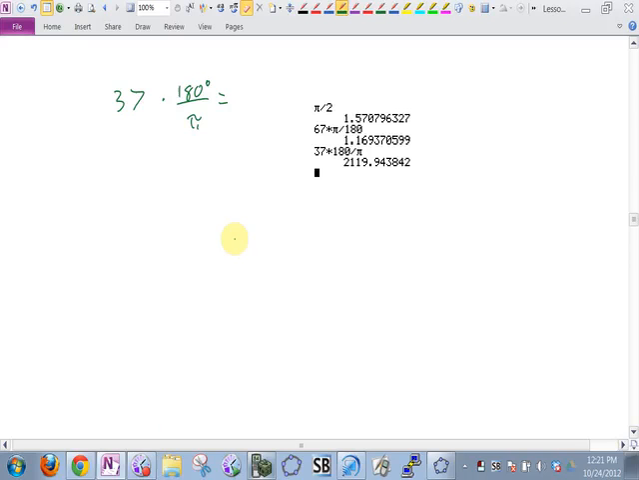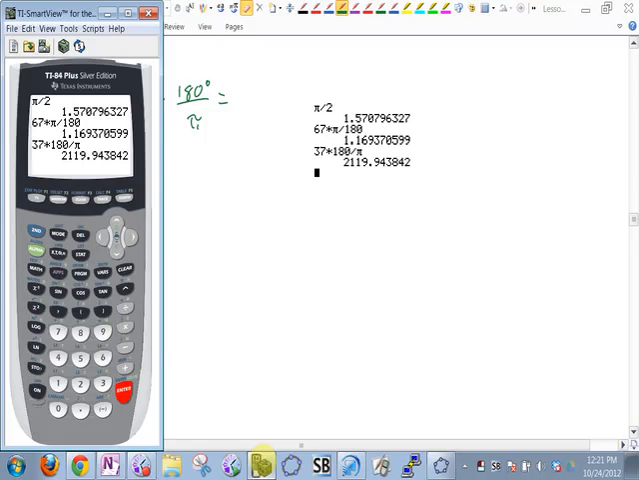How many full rotations is that? A lot? Oh, no. Divide that by 360. Or divide 37 by 2 pi. 5, just short of 6 full rotations, yeah.